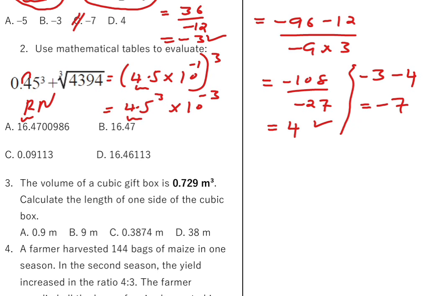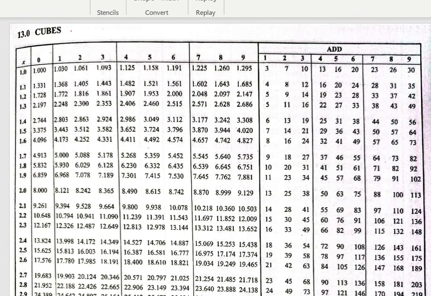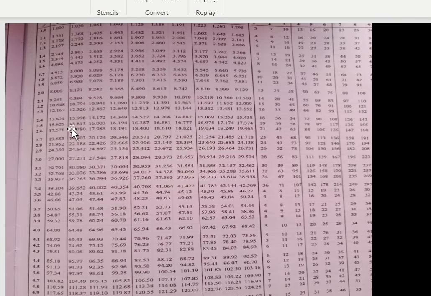Allow me to switch. So we have the table of cubes. You can see here we have X, the column of the values, and also here we have some numbers. We want the cube of 4.5, so we're going to look for 4.5 in this column of X. You can see here we have 1.0 all the way to 2.9. So we continue on the other page. You can see 4.5 is here, and its value is 91.13.